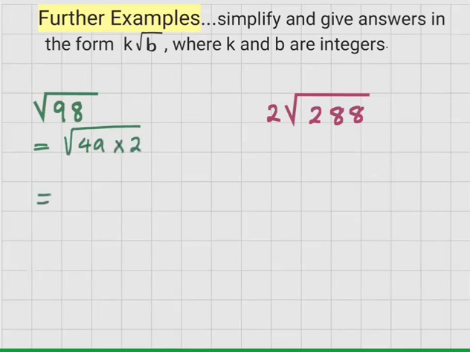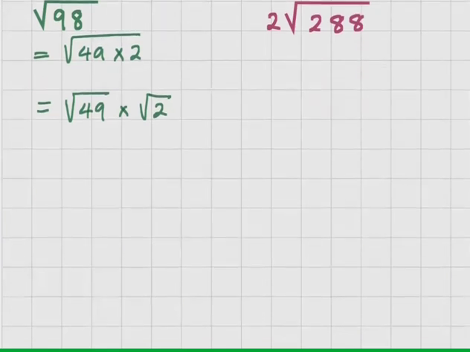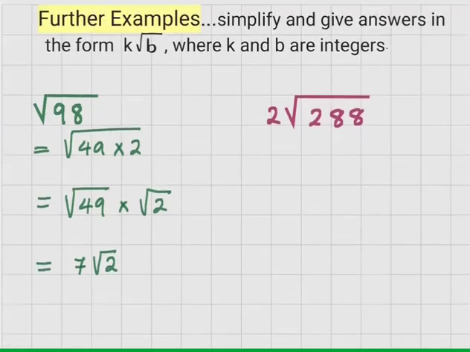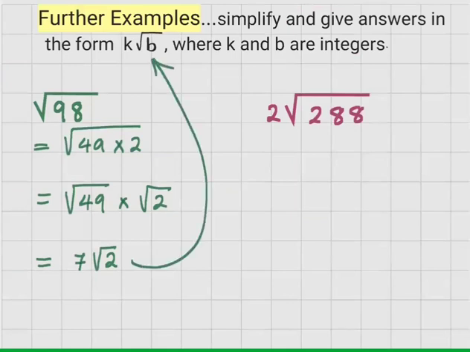Then from there, I'm going to separate into single square roots or surds. So I have the square root of 49 multiplied by the square root of 2. And then from here, we go ahead and simplify. The square root of 49 gives me a whole number, 7. And the square root of 2 is a surd and cannot be simplified any further, so I keep it as root 2. Now you can see our solution is exactly in the required format, where the value of K is 7, and the value of B is 2.